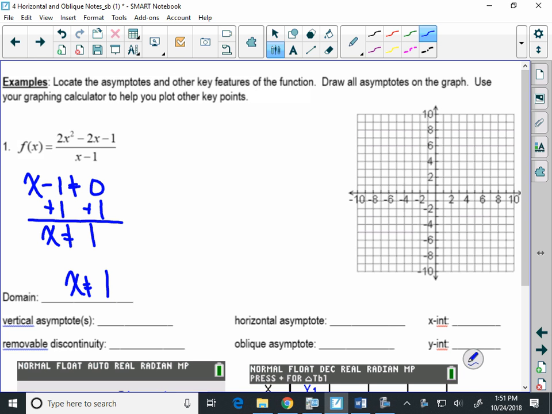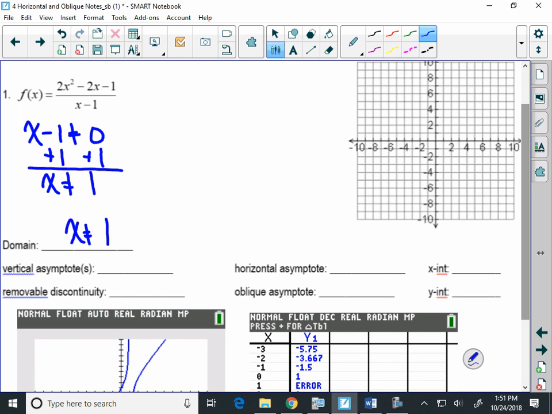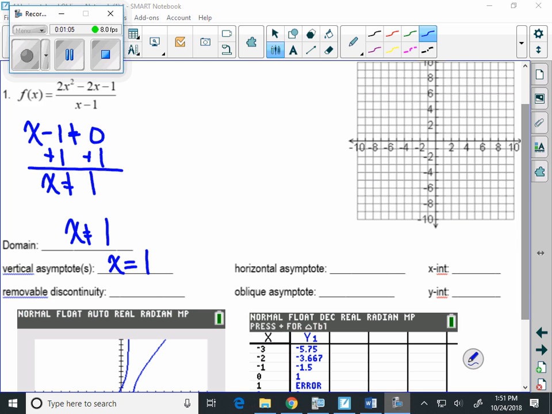Now, at a quick glance, we look to see if we can factor up here in the top of our problem, and it just so turns out that we can't. So consequently, because we've got this domain that's x doesn't equal 1, that also means that we have a vertical asymptote at x equals 1. So anytime you can't factor, the domain is also the vertical asymptote.